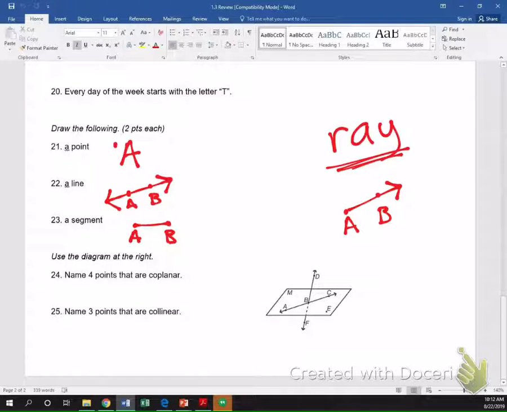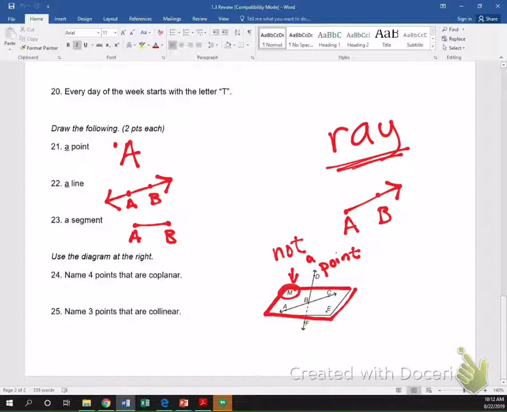All right, number 24. Name 4 points that are coplanar. Coplanar means the same plane. This is the plane. The plane is named plane M. Plane M, or just M, is not a point. There's no dot next to this. Not a point, which means it should not be your answer unless the question says name a plane. Okay, if I see M on anyone's answers, or whatever the plane happens to be called tomorrow, no credit, okay?